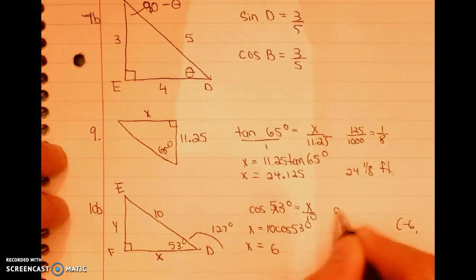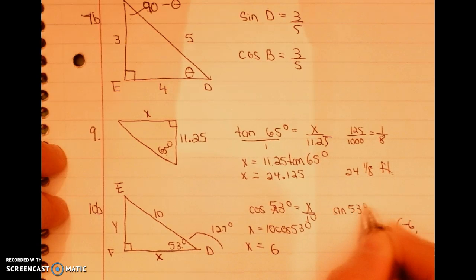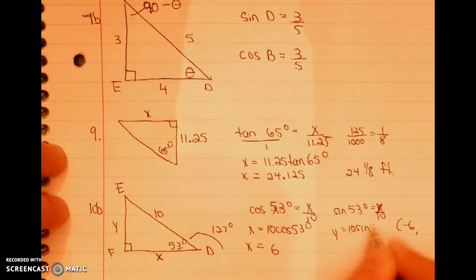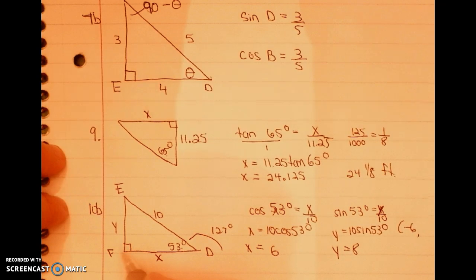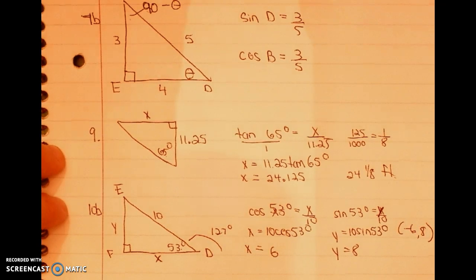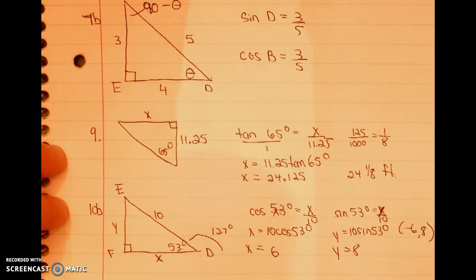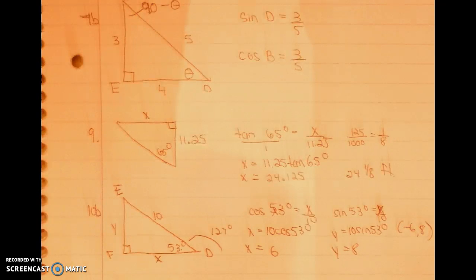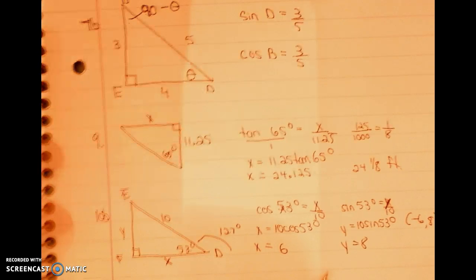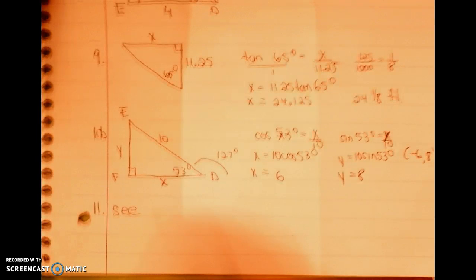Now I'm going to set up an equation involving sine. Sine of 53 degrees equals y over 10. We label this to be y. So y equals 10 sine of 53 degrees. When I plug that in, I get 8. And it truly is positive because I'm above the x-axis. And actually, the exact same thing is going to be true for number 11. The same setup we have for number 10, we have for number 11. So I'm just going to write a note that says, same setup.